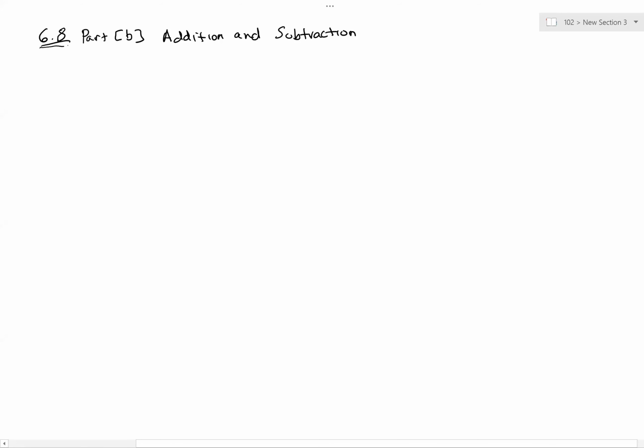So now we're going to begin 6.8, part B, which concerns addition and subtraction of complex numbers. And this is actually pretty straightforward. It's basically the same as adding two linear polynomials if you treat i as a variable. So let's say we had two complex numbers. So we have a plus bi and c plus di, where a, b, c, d are real numbers.